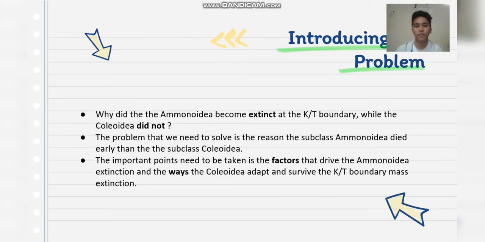So this is our topic for today, which is a problem. The problem asks why did the Ammonoidea become extinct at the KT boundary while the Coleoidea did not. To solve this, we need to find the reason the Ammonoidea died earlier than the Coleoidea. And the main point that we need to take is the factor that the Ammonoidea went extinct and how the Coleoidea adapt and survive the extinction.